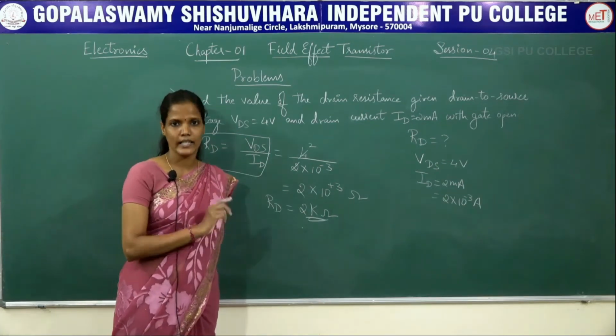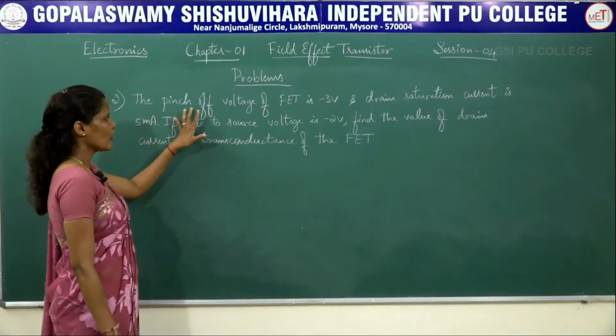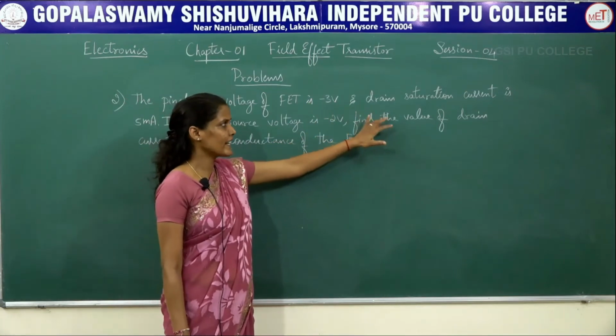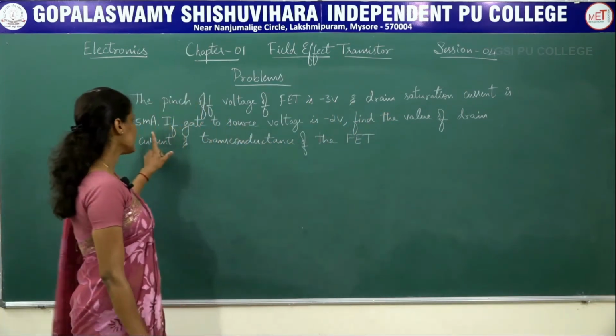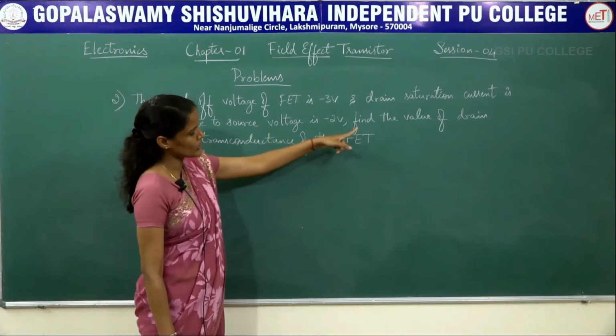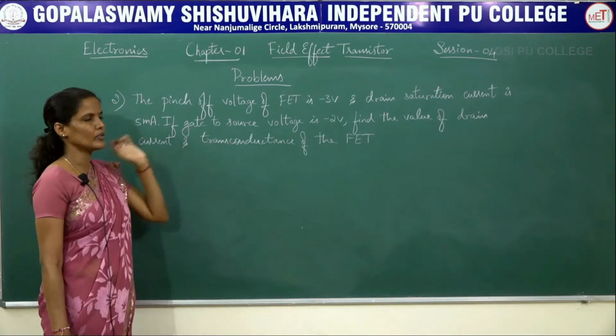Now let's see the second problem. So this is the second problem what they have given. The pinch off voltage of a FET is minus 3 volts and drain saturation current is 5 milliamps. If gate to source voltage is minus 2 volts, find the value of drain current and transconductance of the FET.